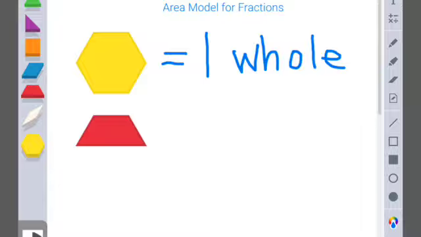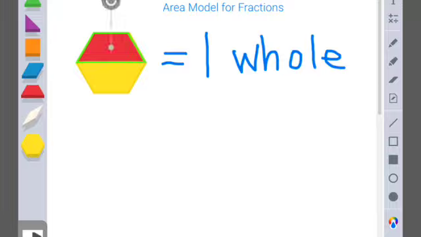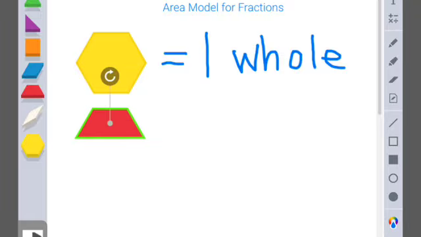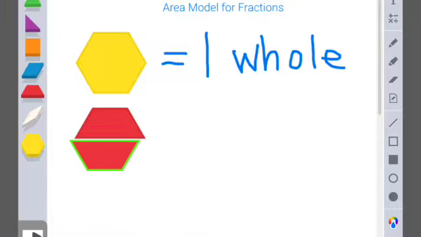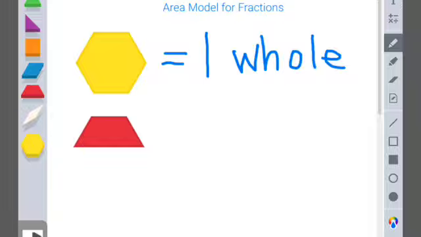So I can put it over that space and see how much it takes up to determine which fraction of the whole it would be. I might also grab another one and create the whole with this pattern block. So I can see that it takes 2 red trapezoids to make a yellow hexagon. Therefore, 1 red trapezoid would equal 1/2 of my whole, or 1 out of 2 pieces that would make up my whole.